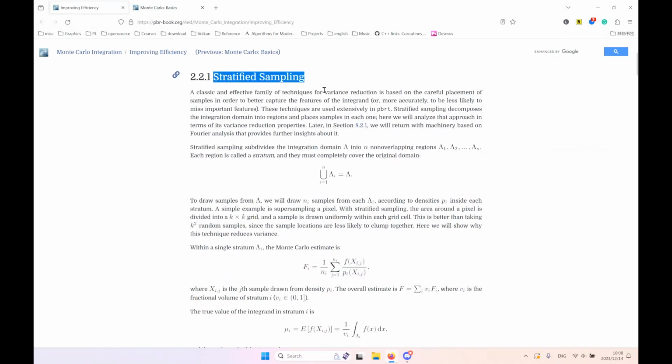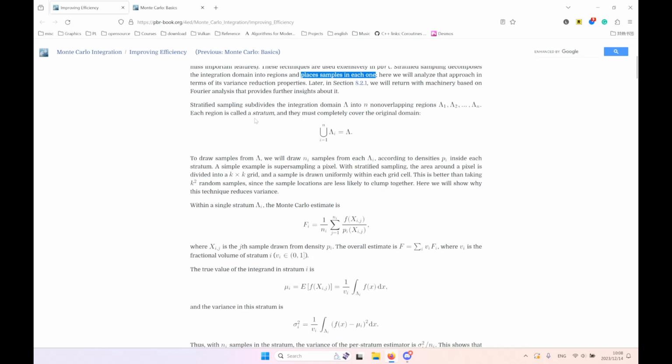So the first technique to reduce variance is so-called stratified sampling. Stratified sampling decomposes the integration domain into regions and then places samples in each one. So stratified sampling subdivides the integral domain.